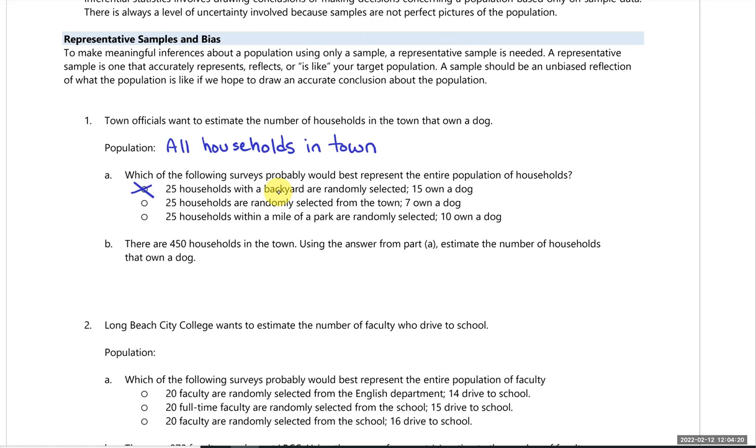And I'm going to go to the last or the third one here. 25 households were picked that live within a mile of a park. Right? Again, so biased, right? You're trying to represent your town, so you don't want to pick people just living near parks. Maybe they have more money or it's more likely to have a dog. Whatever the case, the idea is we want to represent our town.